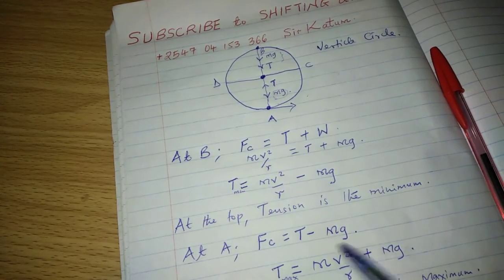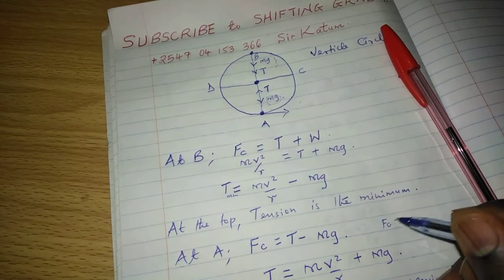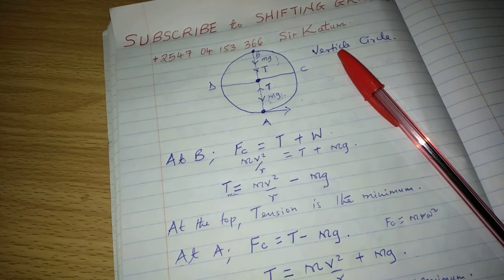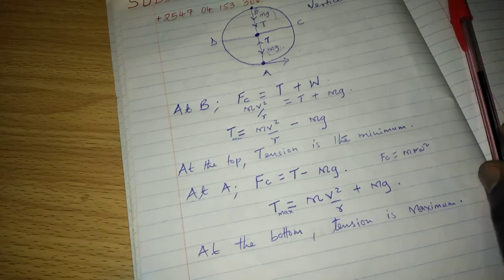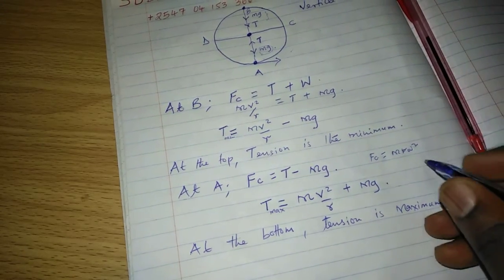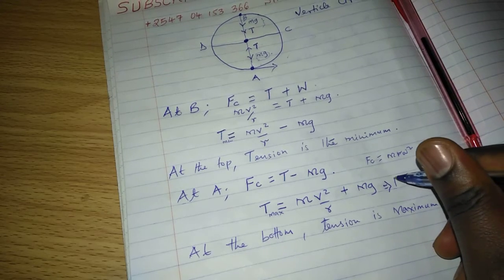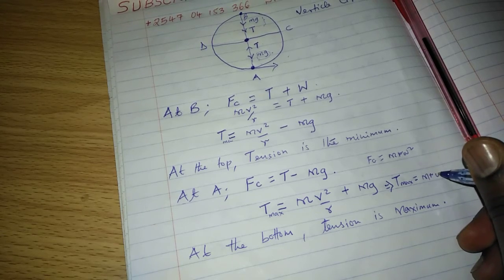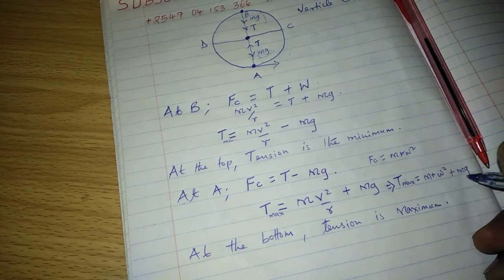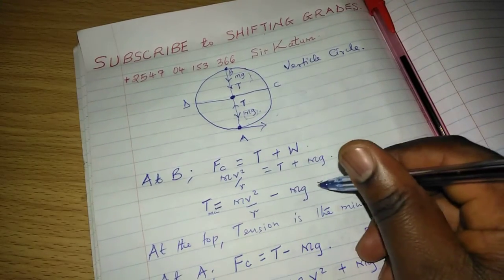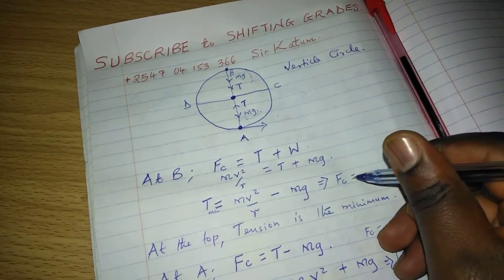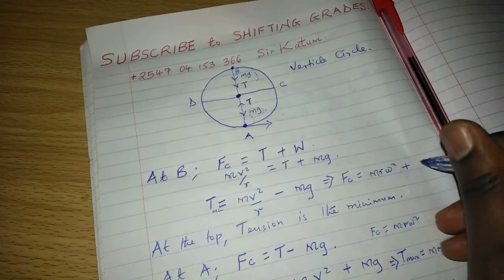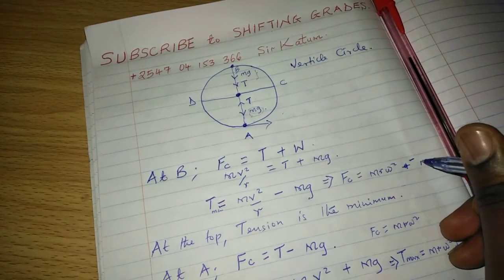Since we had said that Fc can also be given by mr omega squared, when we replace v squared, then we can say the same formula can mean that tension maximum is given by mr omega squared plus mg, which means that consequently the other formula here can also say that Fc equals mr omega squared plus or minus mg.